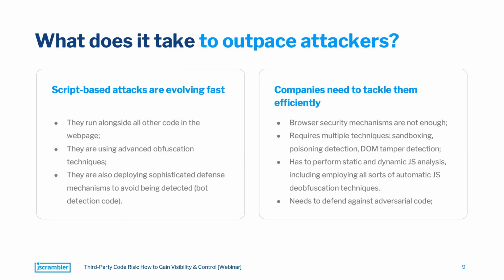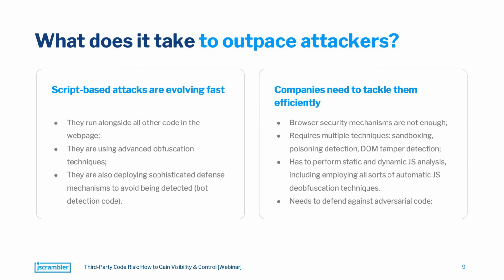Thanks, Filipe. So to sum it up, we saw that script-based attacks are evolving fast and becoming much harder to detect. Attackers are taking advantage of client-side blind spots to infiltrate websites through third-party code. This is allowing them to go undetected for a long time. While many security teams first turned to CSP, they eventually realized that it lacks the granularity and robustness required to deal with these sophisticated attacks.